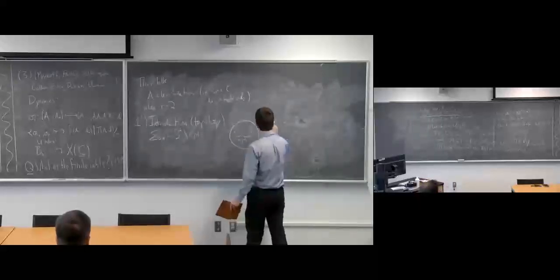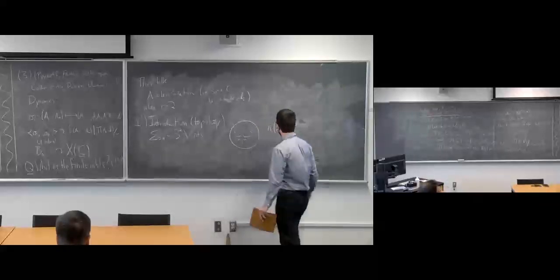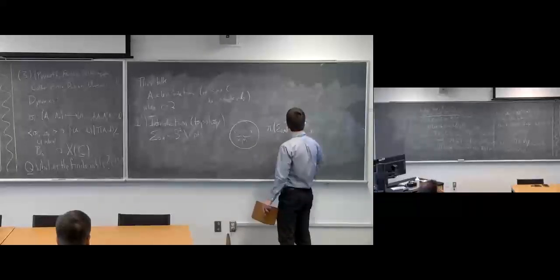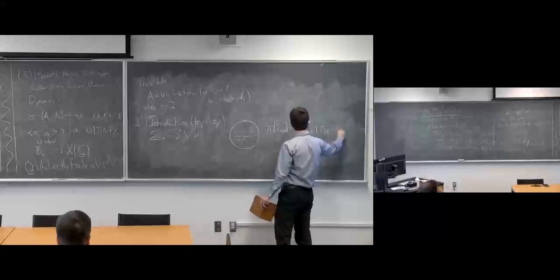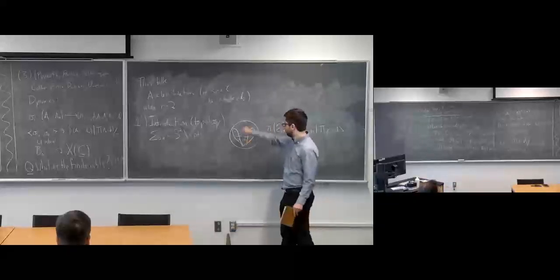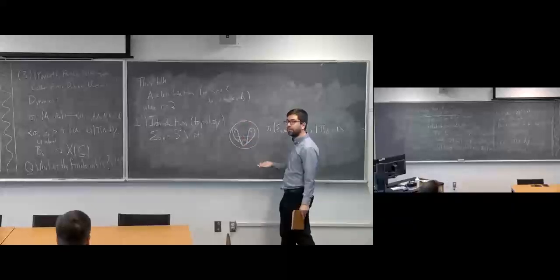So pi_1 of Sigma_{0,n}, the fundamental group of this space, you can write as generated by n elements, gamma_1 through gamma_n, subject to the relation that the product of the gamma_i is trivial. Just to draw the picture, here's gamma_1, here's gamma_n, and if you go around all of these loops, you get a loop that is contractible by pulling it around the back of the sphere.